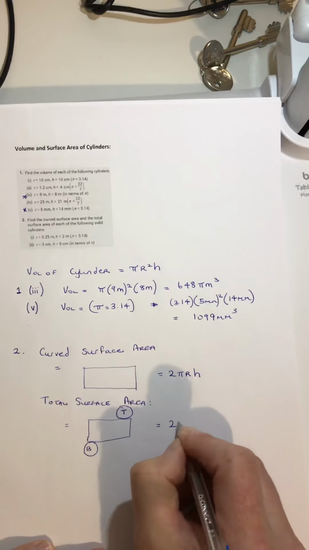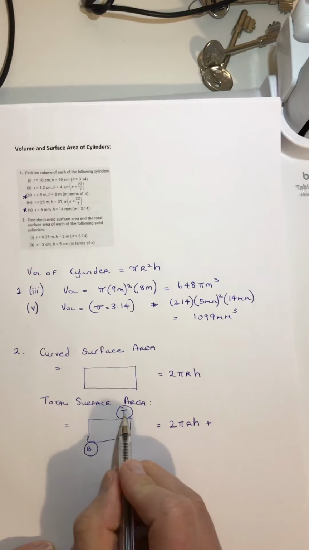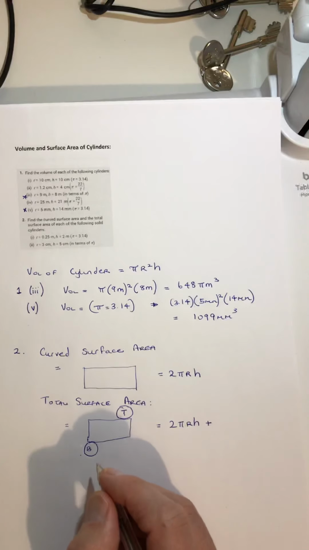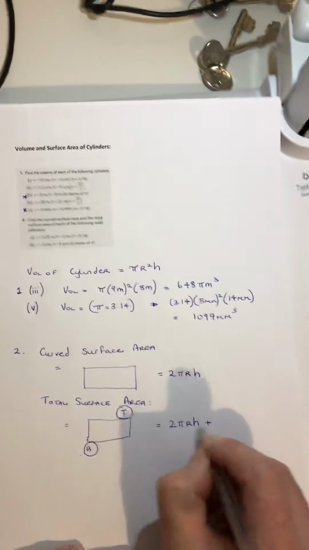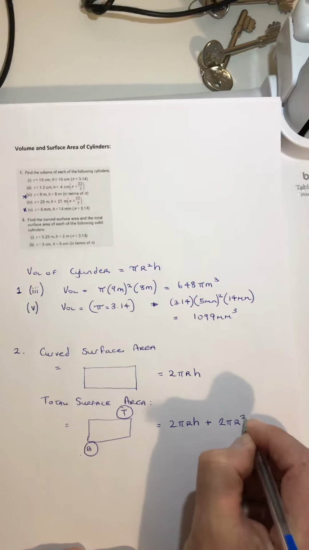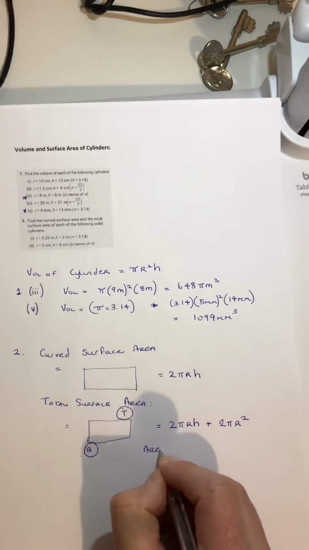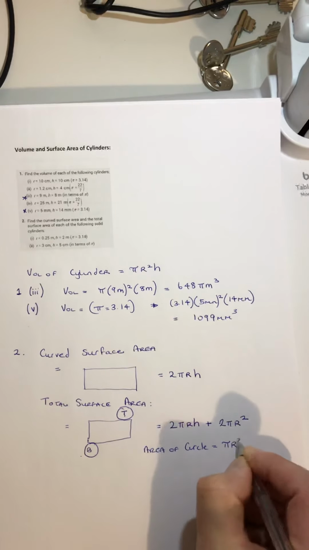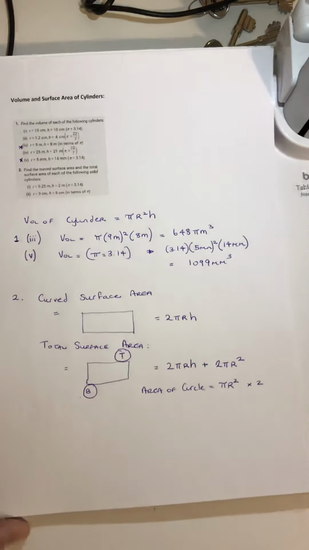to 2 pi r h plus a circle on top, a circle on the bottom. So the total surface area is equal to 2 pi r h plus 2 pi r squared, because the area of a circle is equal to pi r squared, and there are 2 circles. Okay, so an example here for you.